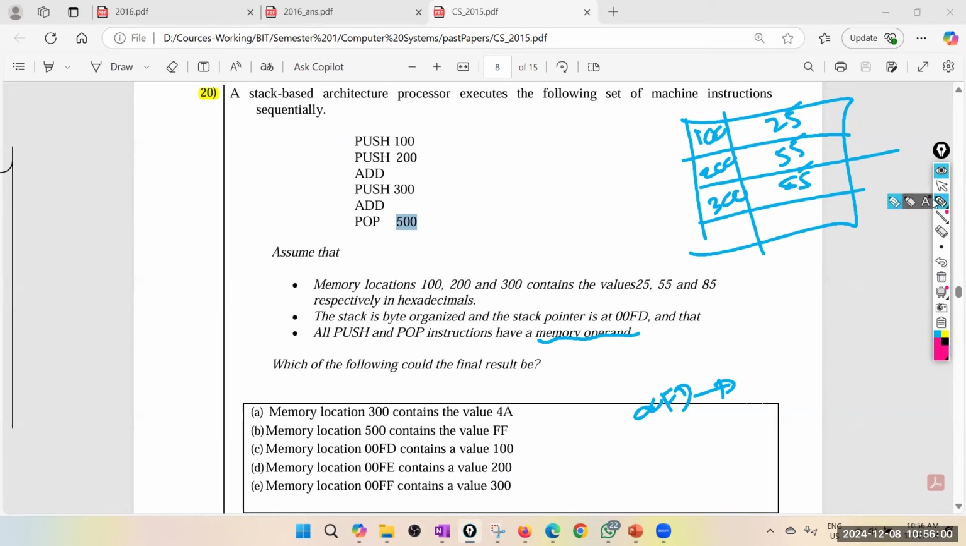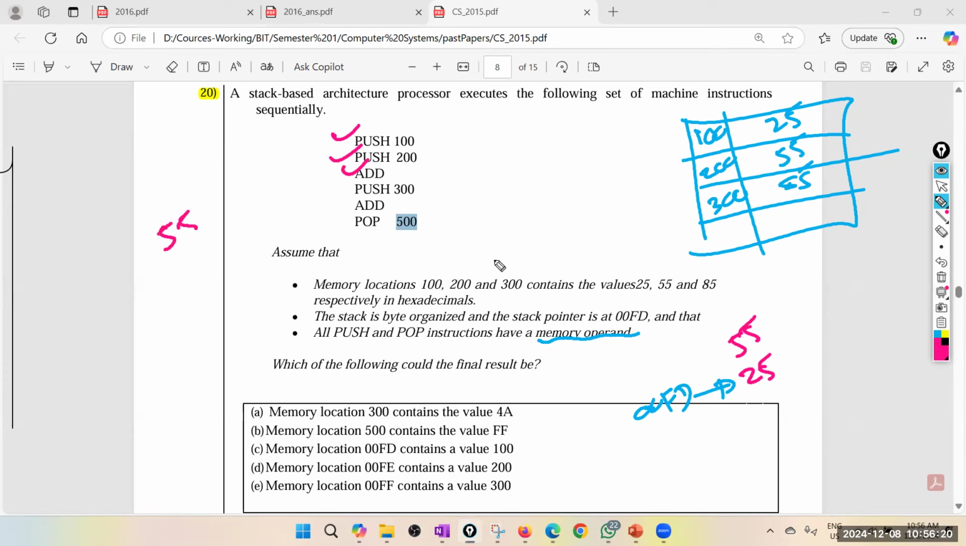Right. So therefore I will do it in hexadecimal because I can add in hexadecimal. Push 100, that is 25 in hexadecimal. Push 200, that is 55 in hexadecimal. I will add these in hexadecimal because the answers are all in hexadecimal.